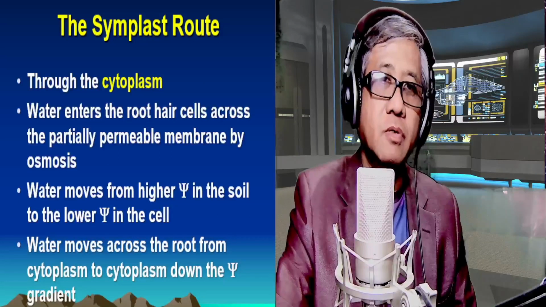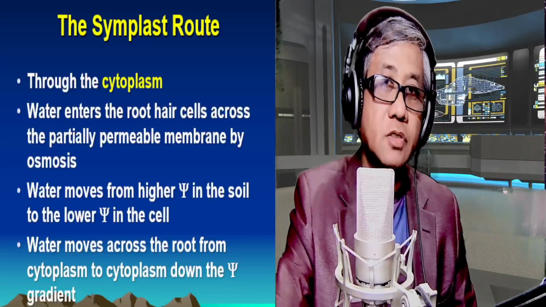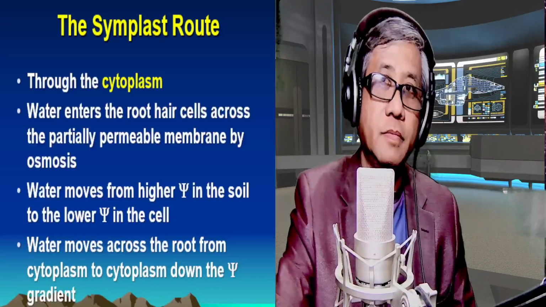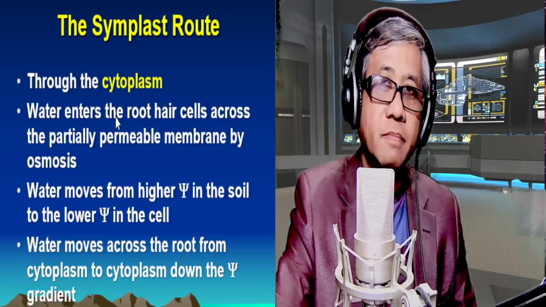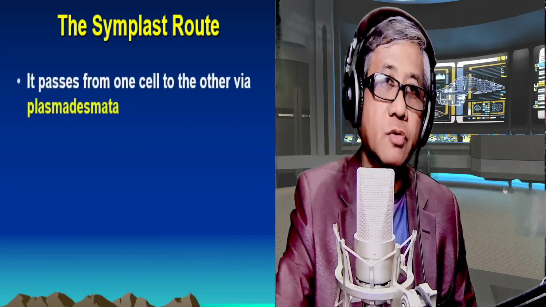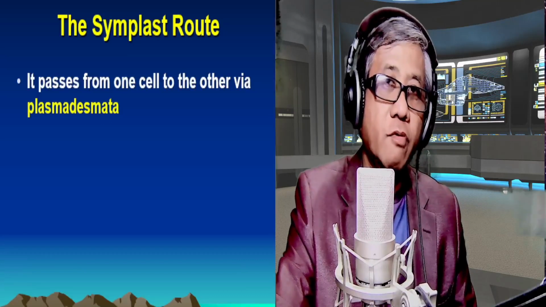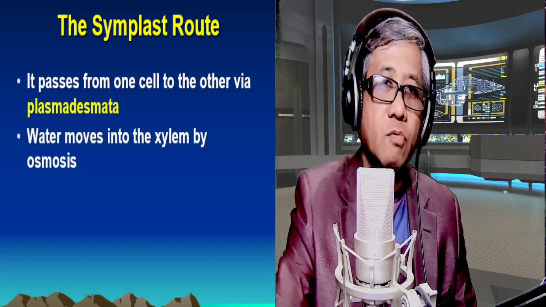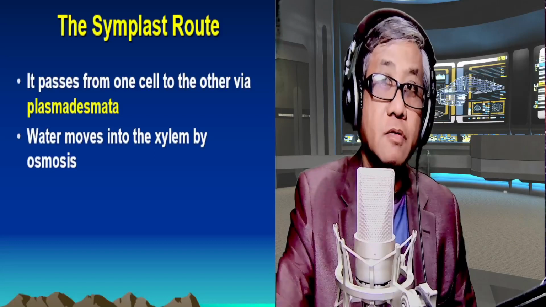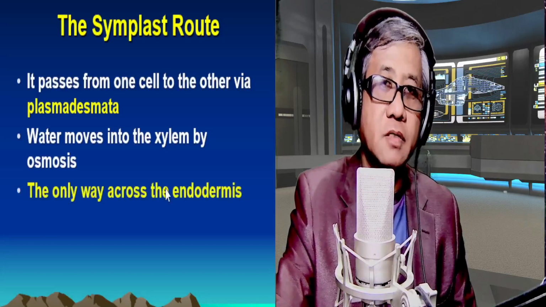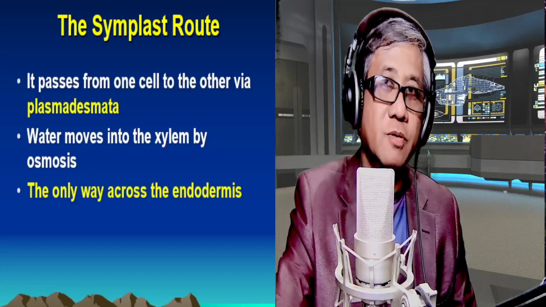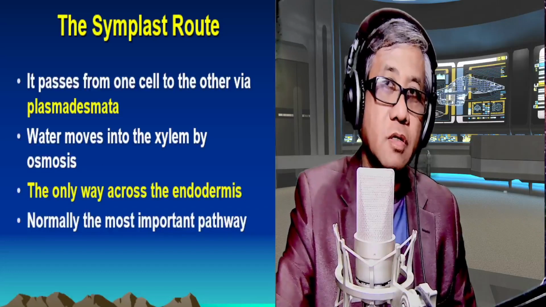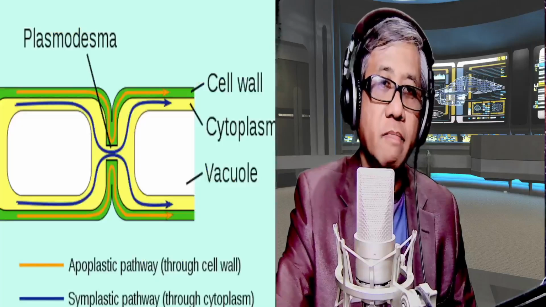Now, how is that possible? How does water cross the roots from cytoplasm to cytoplasm? Remember that plants are surrounded by the cell wall. Now, these root cells have openings in them called plasmodesmata, and this is how water enters from one cell to the other cell through their cytoplasm. They will enter through the plasmodesmata. Then water moves into the xylem by osmosis upon reaching the xylem vessels, and they have to do that by crossing the endodermis. And this is a very important pathway for water. This is how water crosses the root tissues and eventually reaches the xylem vessels.